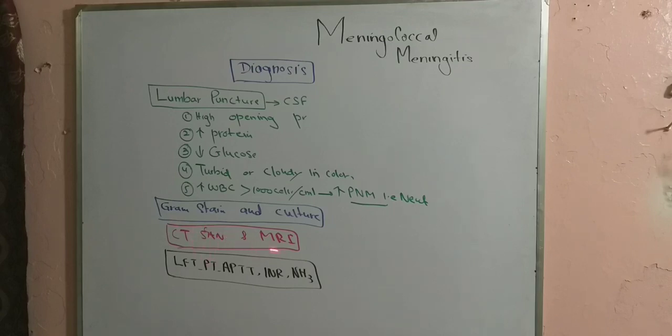We also do the gram stain and culture of the CSF and also other secretions, including the ecchymotic secretions. Then we can also find the organism there by the latex agglutination test. We do a CT scan and MRI of the patient to exclude other causes of encephalopathy or alteration of the sensorium, because it may be a case of a mass lesion. We do LFT and serum ammonia to rule out hepatic encephalopathy, and we check PT, APTT, INR, because the majority of these patients also develop disseminated intravascular coagulation, where we see alteration in the clotting factors.